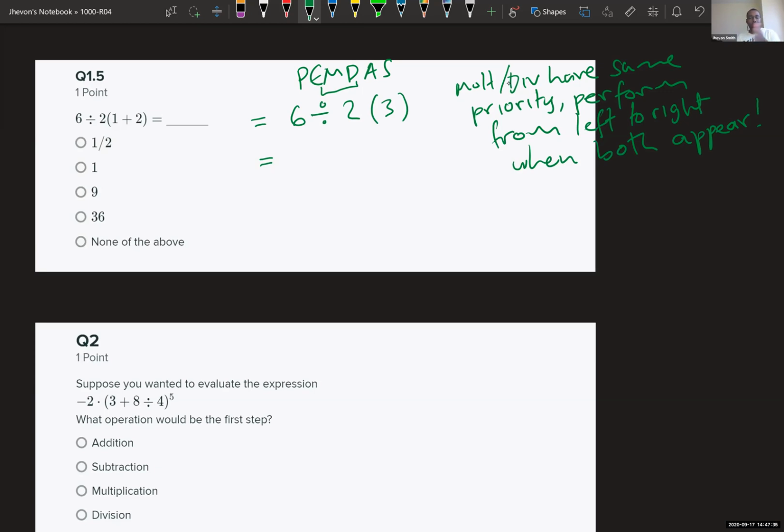A lot of people know what the individual letters stand for, but they don't know that the M and the D and the A and the S are kind of paired together. And it's just customary that whenever the M and the D appear together, the one that's on the left goes first, not the one that's on the left in PEMDAS, the one that's on the left in the problem itself. So here division is on the left, multiplication is on the right. So the division happens first. So the answer is 9.